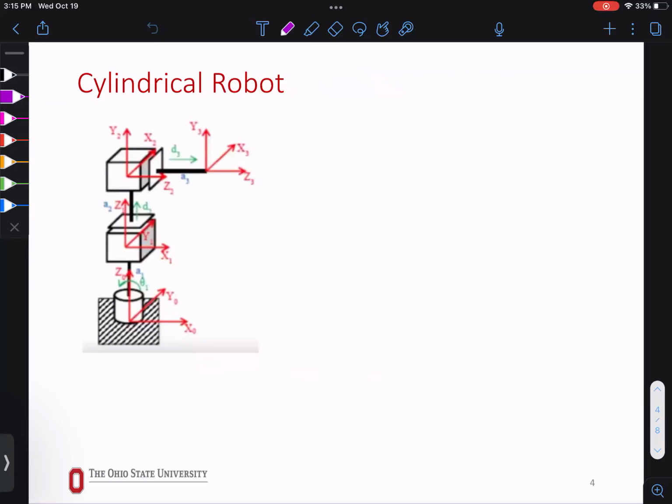So here, let's say we have a cylindrical robot. So this is an RPP robot. You see that you have all the axes given to you. You know how to assign axes. If they have been assigned, you don't have to worry about it. If not, you know how to do it, from your practices.